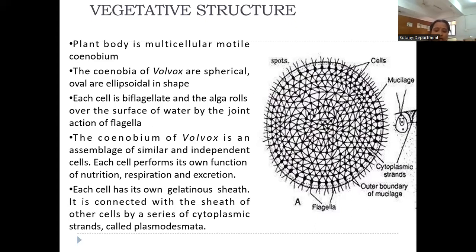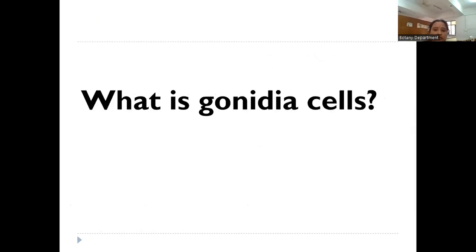Coming to the cenobium, there are many cells, no? But how is each and every cell connected? Each and every cell is connected with plasmodesmata, or cytoplasmic strands. What is gonidia? Gonidia cells are non-flagellated reproductive cells. Compared to the other cells, this one cell is very large in size.